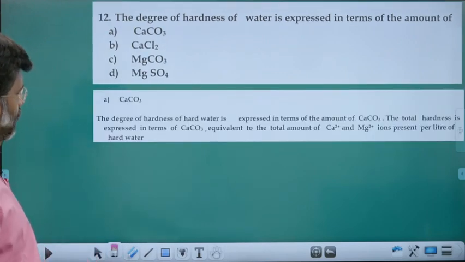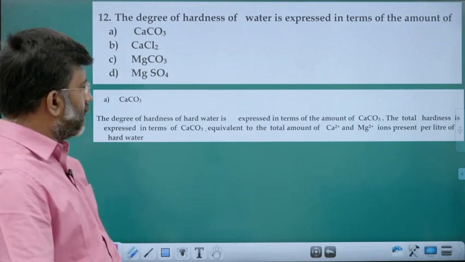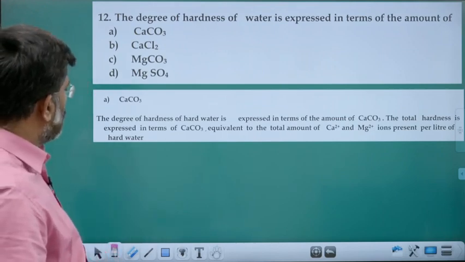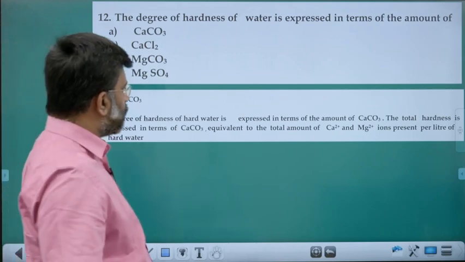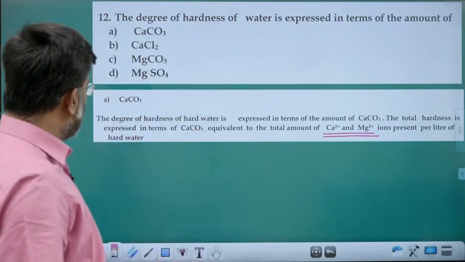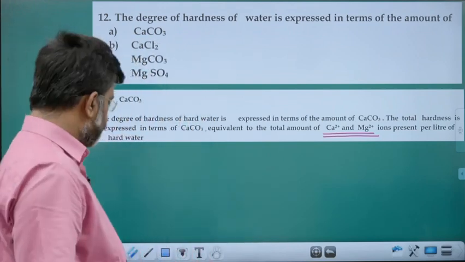the degree of hardness of hard water is expressed in terms of the amount of calcium carbonate. The total hardness is expressed in terms of calcium carbonate equivalent to the total amount of calcium and magnesium ions present per liter of hard water. Next.